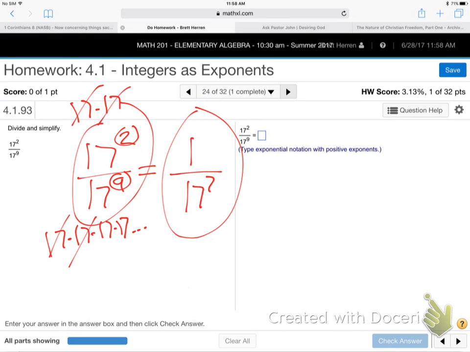That's why I just subtracted those powers, and the bigger one was on the bottom. The answer always ends up where the bigger one is. Bigger one was on the bottom.